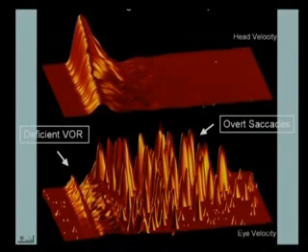This is a recording with scleral search coils of what we just saw. Here's the head velocity profile, and one can see straight away that there's a markedly deficient vestibulo-ocular reflex with a whole series of overt saccades afterwards, the same patient.